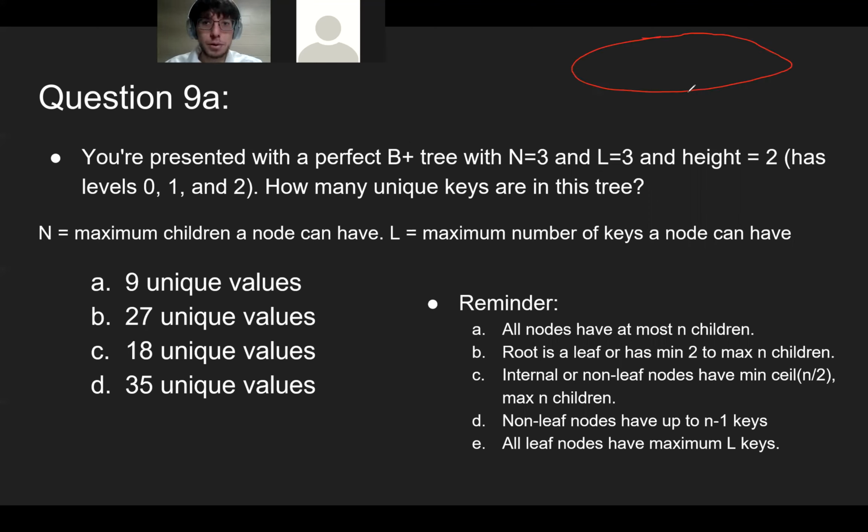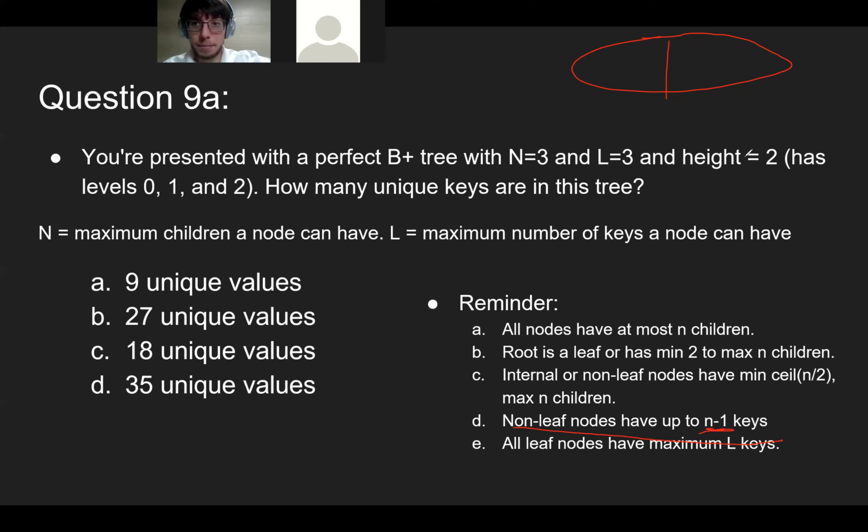So we have the root. Well, the root is not a leaf, so say internal node, right? And how many keys is it going to have? Well, if it's a perfect tree, we take the maximum, and the maximum is n minus 1 keys. So non-leaf nodes have up to n minus 1 keys. Well, n minus 1 is 2, because 3 minus 1 is 2. The height, remember, is 2, so it has levels 0, 1, and 2. I guess height is kind of 3, but we say 2, it's fine.